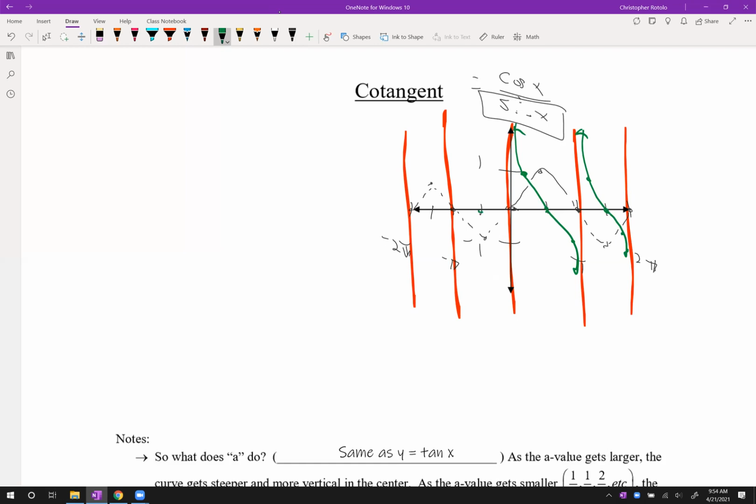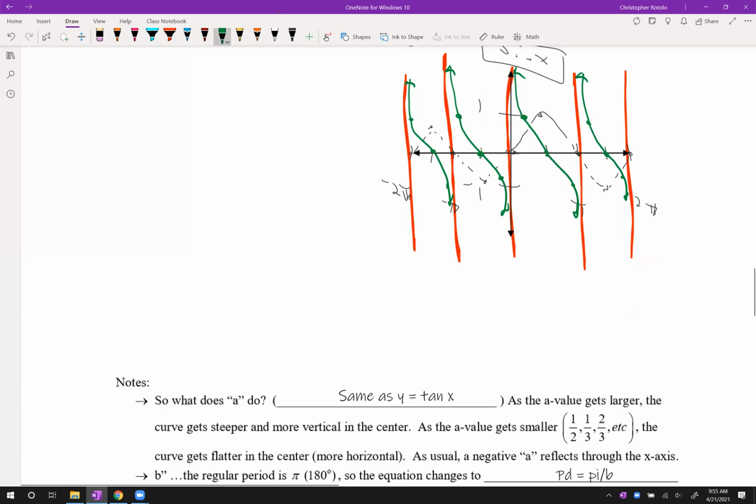All right, so domain, we have some problems, right? Because we have some vertical asymptotes. But the range we're going to consider to be all real numbers, because it will go up and down forever. It's just locked into those vertical asymptotes. So those are some of the items we talk about in here.